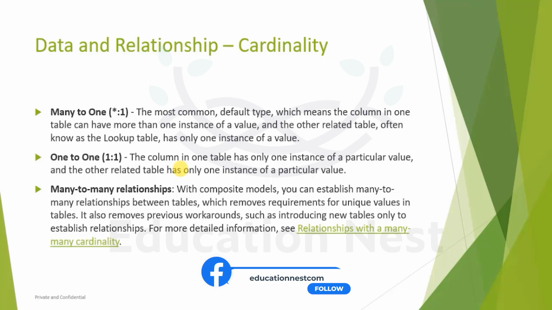Many to many relationship. With this composite model, you can establish many to many relationship between tables, which removes the requirement for creating unique values in the table. So why did they say sometimes you may not be able to create many to many relationship? In this scenario, you would have to create a central table taking unique values from both the tables. Then that table is referred from one to many and one to many for both the things.